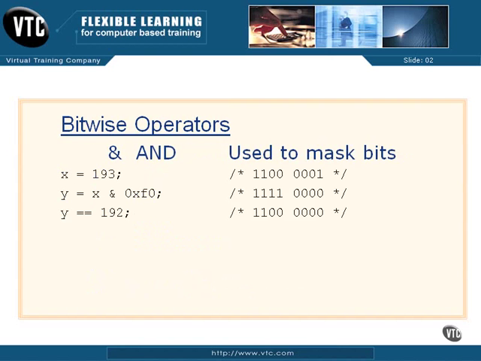Here's a single ampersand, which is an AND. Remember that we had a logical operator of AND that was two ampersands together. This is just one. This is a bitwise AND, and what this will do is mask bits. It will take bits out of consideration. So let's say we have x with a value of 193. This is 193 in binary. So this means that these bits are set, 128 and 64, and a 1 down here gives us a value of 193 in binary.